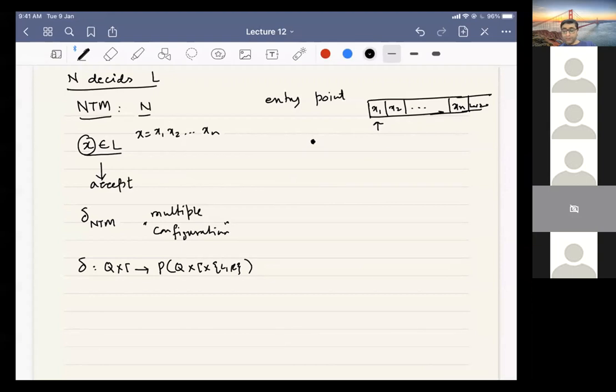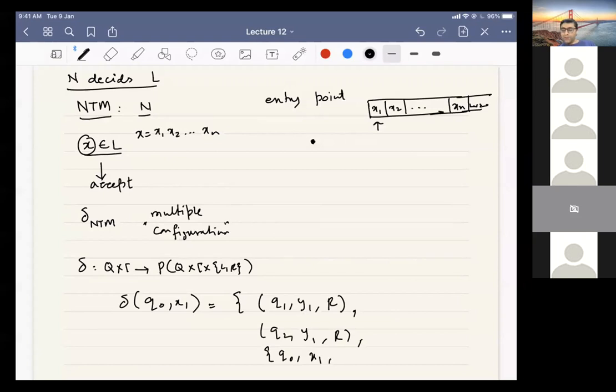Just as an arbitrary example, when the machine is in Q0, the starting state, and it reads X1, the first symbol on the tape, it can go to Q1, keep X1 unchanged, and move right. There's another possibility that it may go to Q2, write Y1, and go right. Another possibility is that it may stay at Q0, not change anything, and still go right, and so on. These are all possible options we can get from this transition function, because we have this power set applied here, so we can have multiple possible outputs.